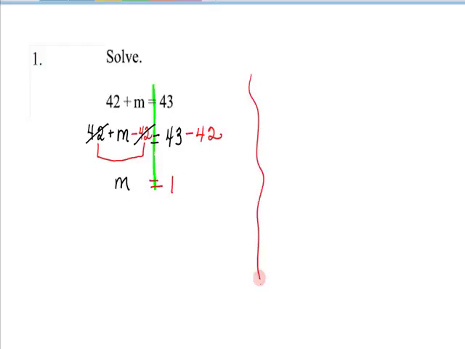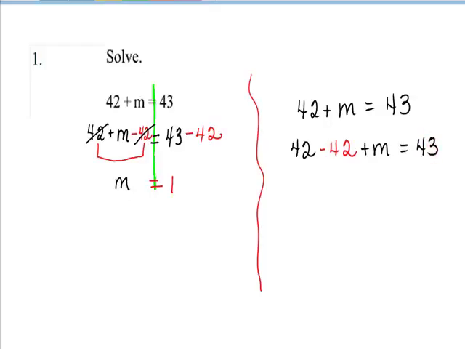Now, if it bothered you to have this separated, we could do the following. I have 42 plus m is equal to 43. I want to get rid of this added 42. So I could say 42 minus 42 plus m is the same as 43 minus 42. So you can see that I subtracted 42 from the number here, and I subtracted 42 from the number here. So if it bothered you for them to be separated, you can put them together.